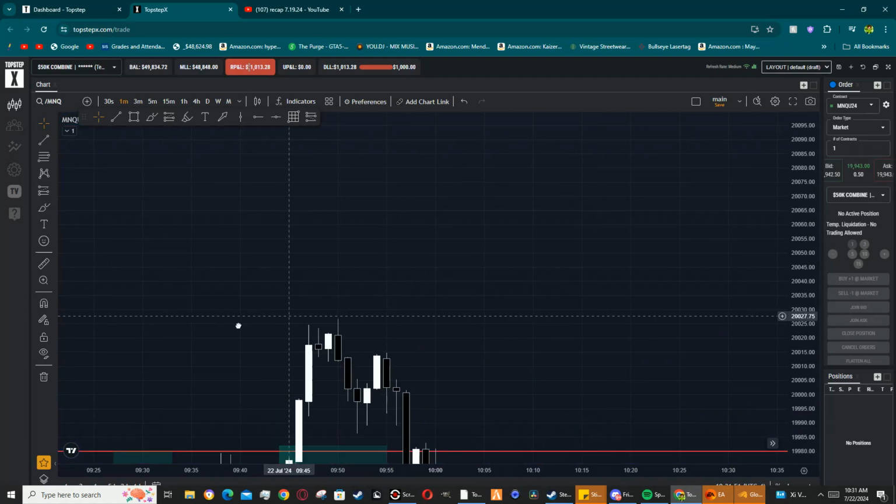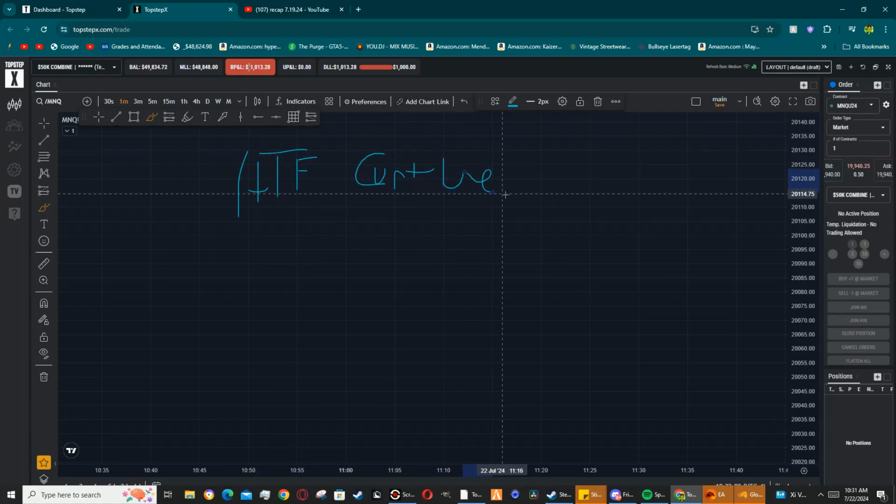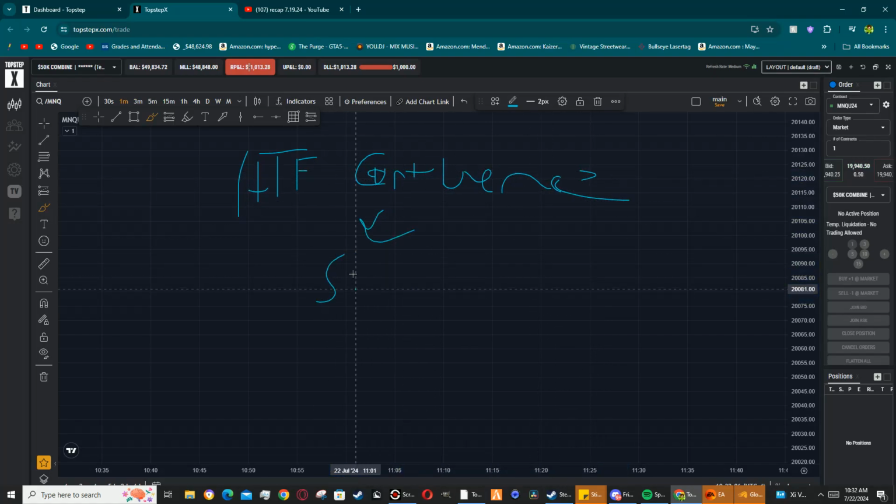So that's our trade. Literally a high time frame confluence slash sweep. So high time frame confluence. Confluence. And then we scale down to a 5-minute confluence as a reaction to that guy.